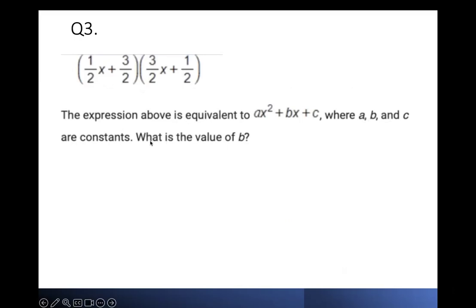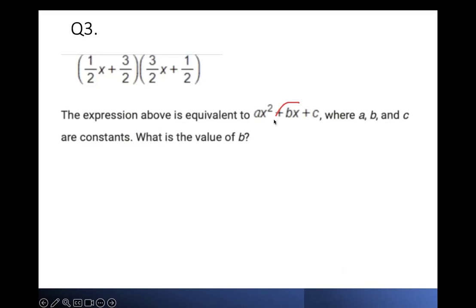In the given expression, they said the expression above is equivalent to the standard quadratic equation where A, B, C are all constants. What is the value of B? Pause and then answer the question you're on. The way you can find the value of B is to find the sum of the solution. And therefore, we've got to multiply certain numbers.